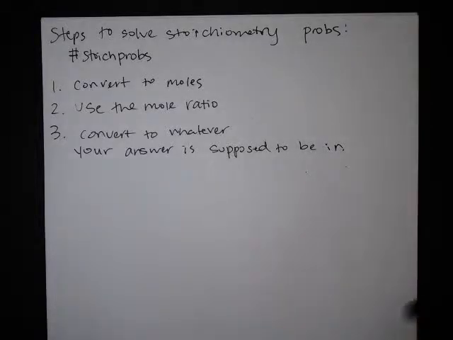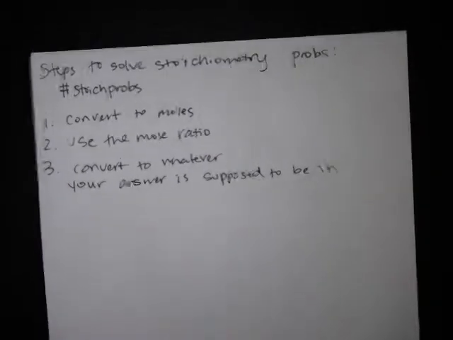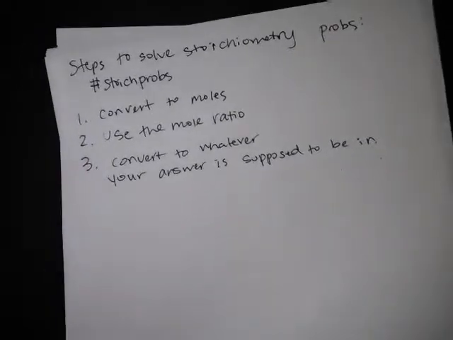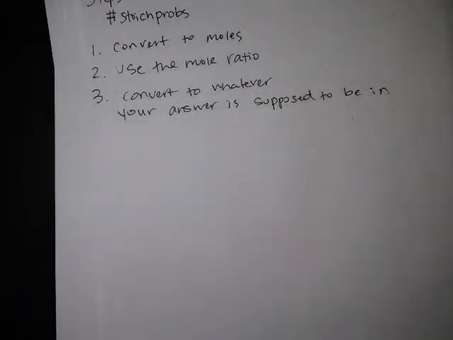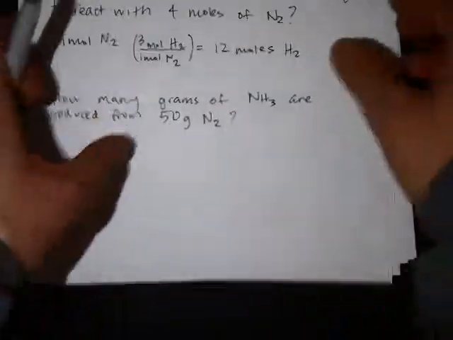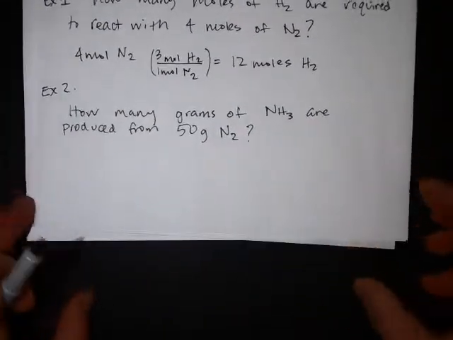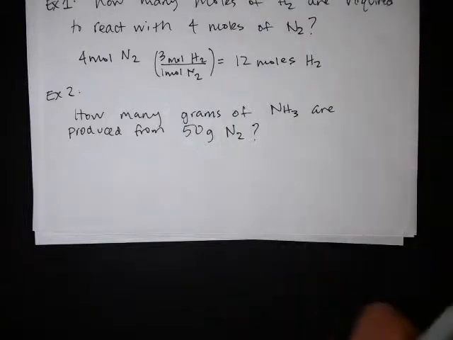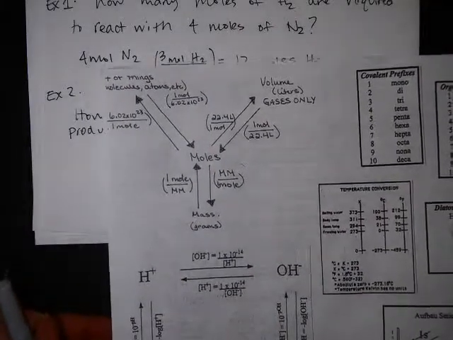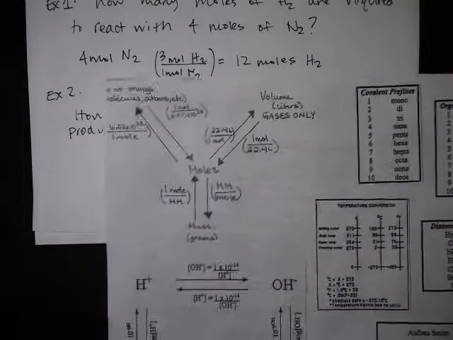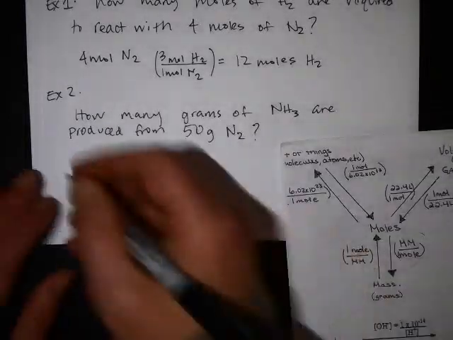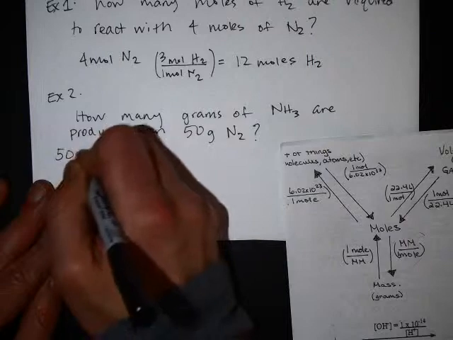So let's go back to the problem we were working on. How many grams of ammonia are produced from 50 grams of nitrogen? Your old friend Foldy is back. The first step, if you remember correctly, was to convert to moles. And so always write down what you're given, which is 50 grams, in this case, of nitrogen.